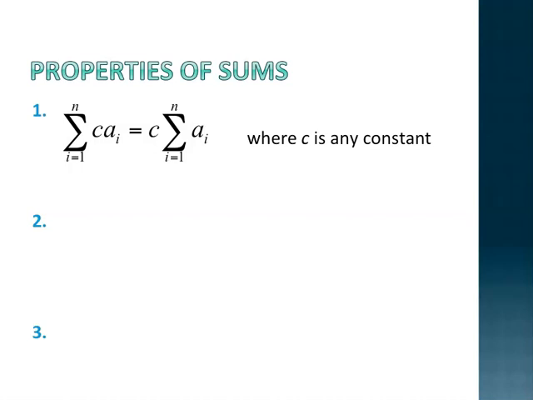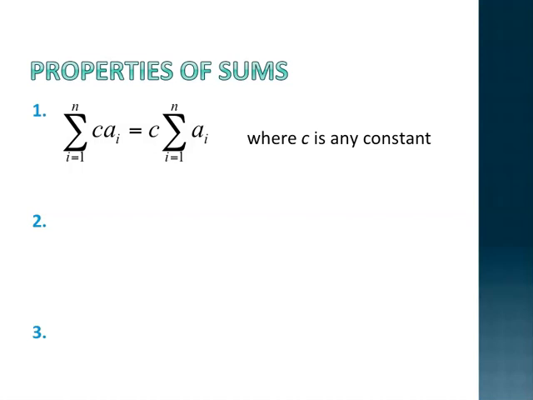This can be helpful if, for example, the numbers get really large. It can make it easier in order to find that sum. It might be less work because you don't have to multiply each term by c. You just have to sum up all those terms and multiply that one term by c.